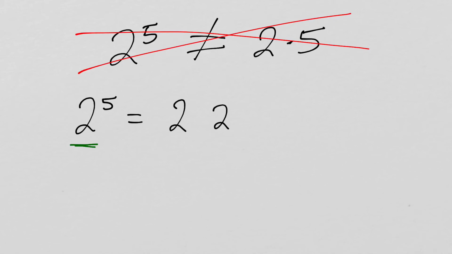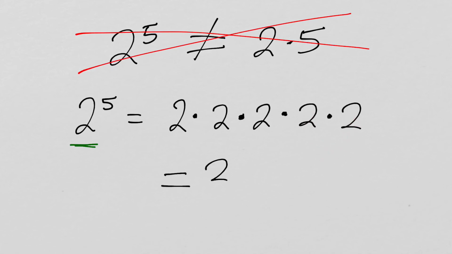2, 2, 2, 2, 2. I've written it out 5 times. And between each of those, I'm going to put a multiplication. So that's what 2 to the 5th power means. It means the base number times itself 5 times. So 2 times 2 is 4, times 2 is 8, times 2 is 16, times 2 is 32. So 2 to the 5th power is not 10, it's 32. So that's how exponents work.